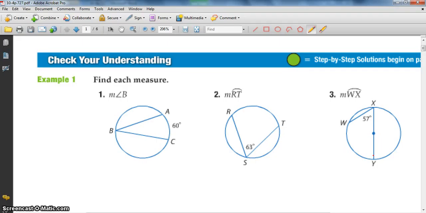This is section 10.4, inscribed angles, starting on page 727. Number 1, find the measure of angle B. Angle B is an inscribed angle. An inscribed angle will have its vertex on the circle, and it will be equal to half of its intercepted arc. So its intercepted arc is where these two sides touch the circle, which is 60 degrees. So the measure of angle B is half of 60 degrees, so it is 30 degrees.